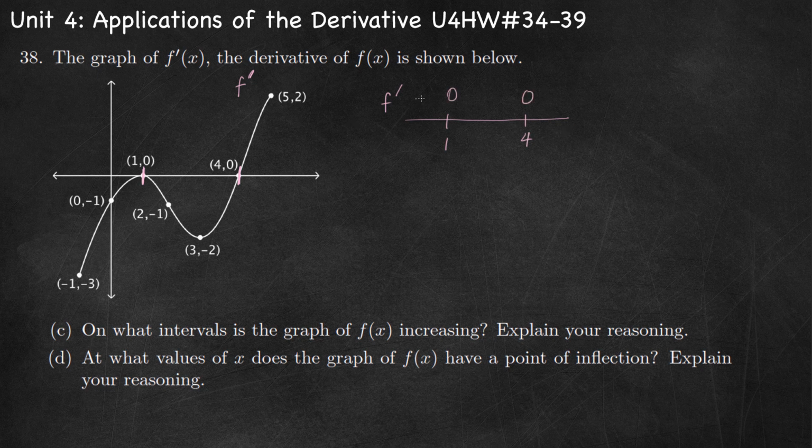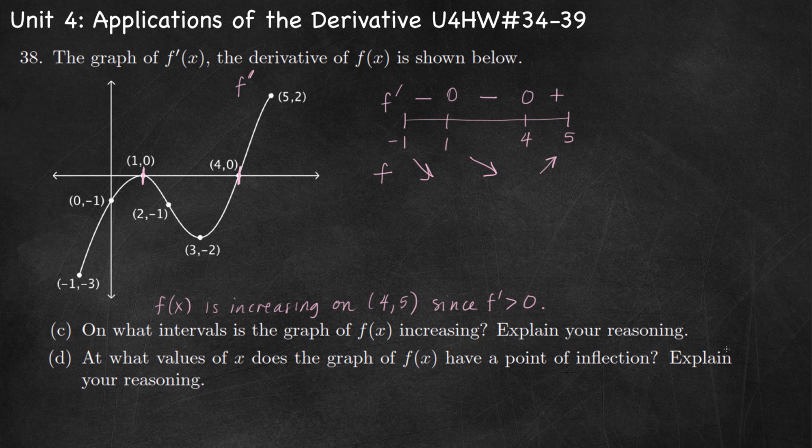F prime is negative to the left of 1. It's still negative between 1 and 4, and then it's positive from 4 to 5. We can go ahead and put our endpoints on here. So what does that tell us about f? Well, it tells us that f is decreasing, and then still decreasing, and then it turns and is increasing. So on what intervals is the graph of f increasing? That's wherever our first derivative is positive. So in the interval between 4 and 5. So we can say f of x is increasing on the interval from 4 to 5 since f prime is greater than 0.